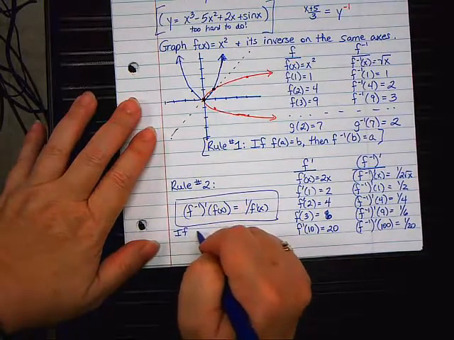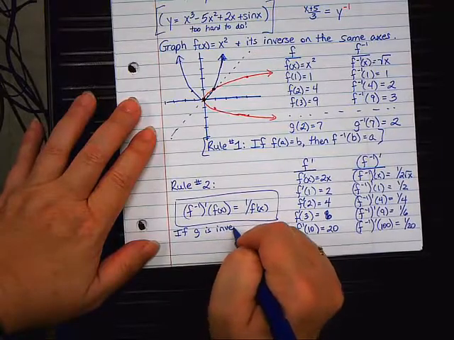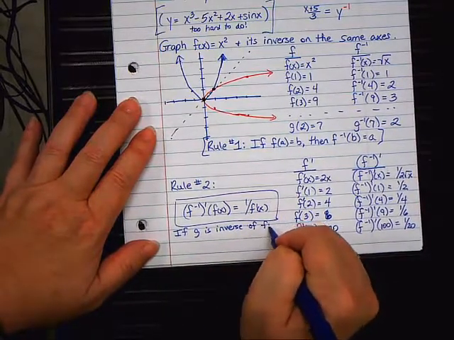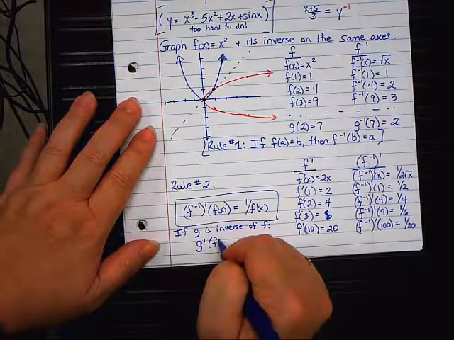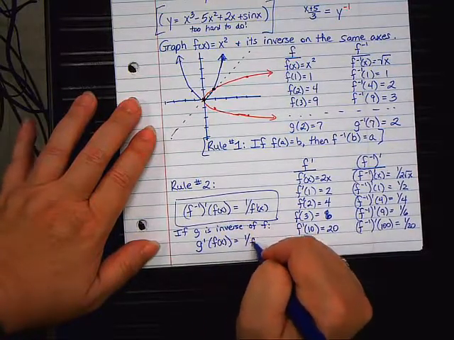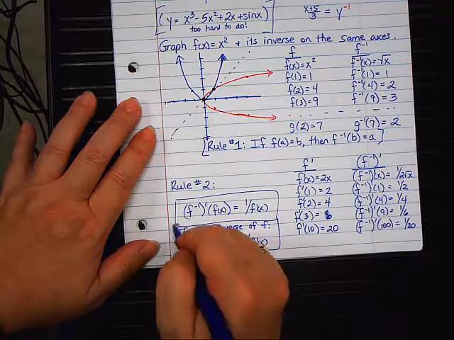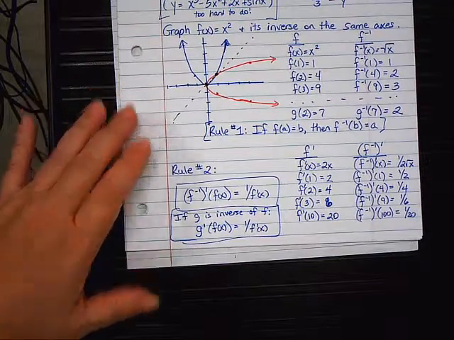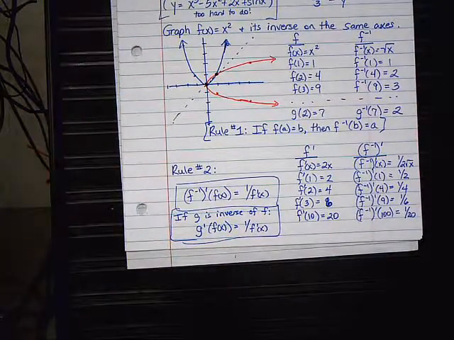So if you said that g is the inverse of f, you can write it a little simpler. It would be g prime of f of x equals 1 over f prime of x. And that looks a lot better. G prime of f of x equals 1 over f prime of x. So if instead of writing f inverse, you wrote g, you could do g prime of f of x equals 1 over f prime of x. Okay. So that is the gist of what we're doing today.